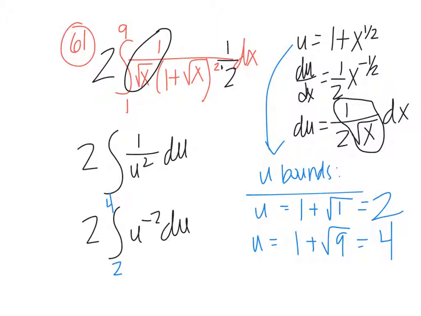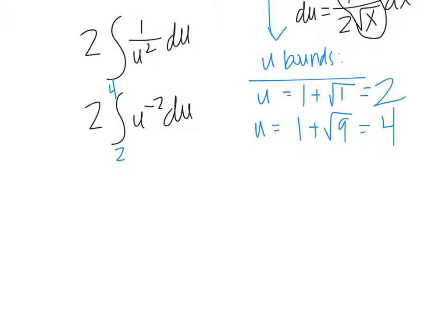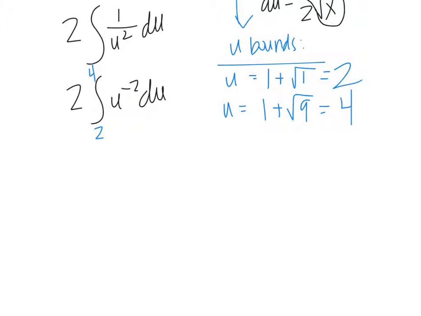And the thing that's nice about new bounds is that I don't have to do substitution anymore. I can just evaluate this integral as it is. So there's a 2 in the front. I'm going to add 1 and then divide by that. And I'm going to be evaluating this from 2 to 4. So notice I did not plug the x's back in.